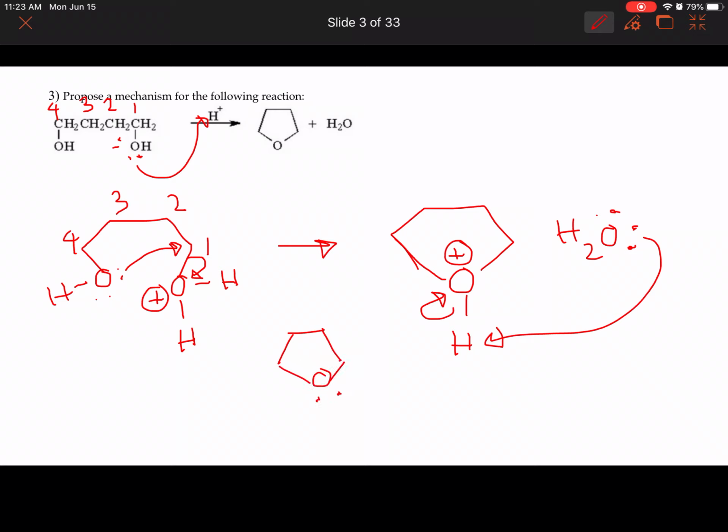And then oxygen will have its two lone pairs, plus H3O+. Because we are using a catalytic amount of H+, we generate the proton that we used up. Okay, so that is the mechanism for this reaction.